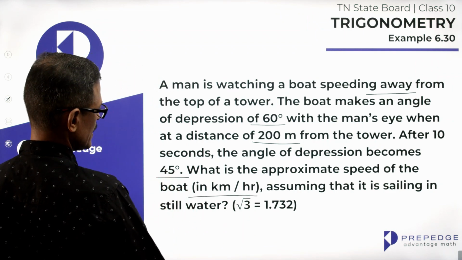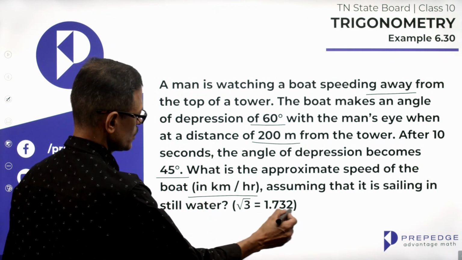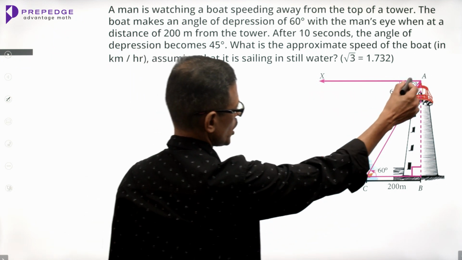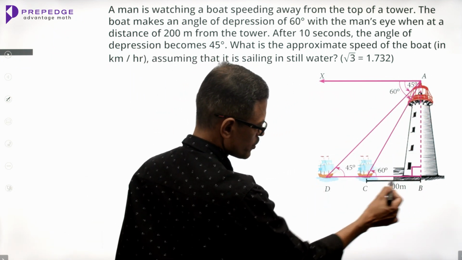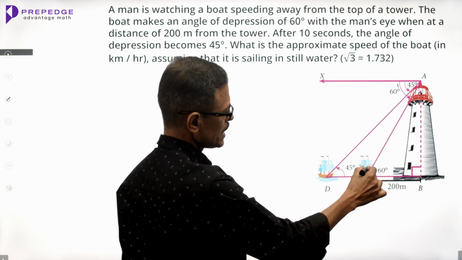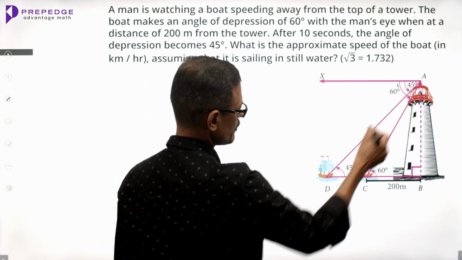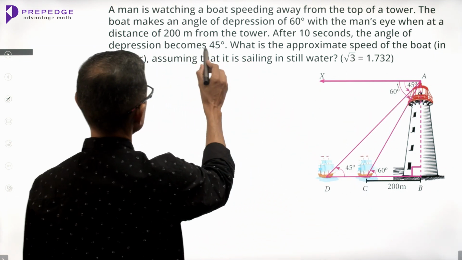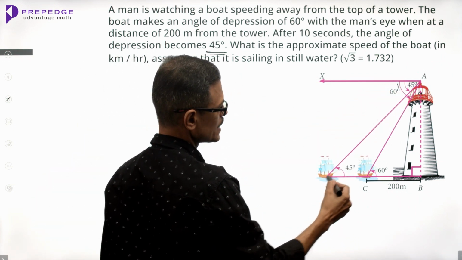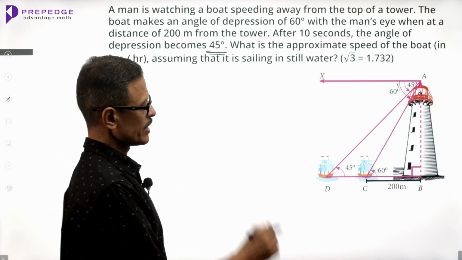in kilometers per hour? Assume that it is sailing in still water, so the water has no speed. Root 3 is equal to 1.732, we'll have to take it. Let's get started. This is the picture: the top of the tower and the man is observing when the boat is 200 meters away from the tower. The angle of depression is 60 degrees, so the angle of elevation corresponding is 60 degrees. After 10 seconds, the angle of depression becomes 45 degrees. So the angle of elevation from this point D is going to be 45 degrees. What have they asked us to find? The speed of the boat.